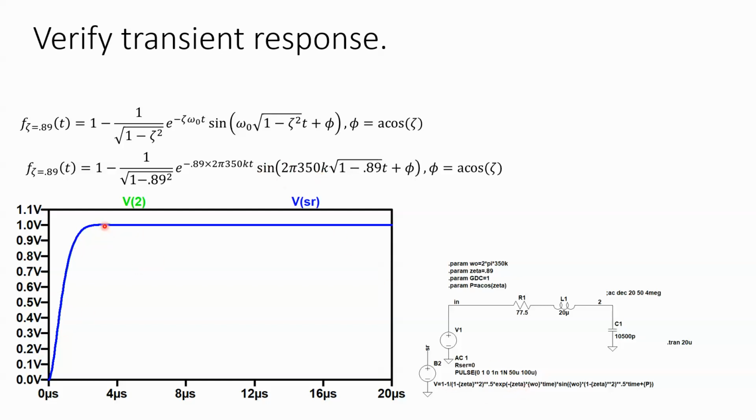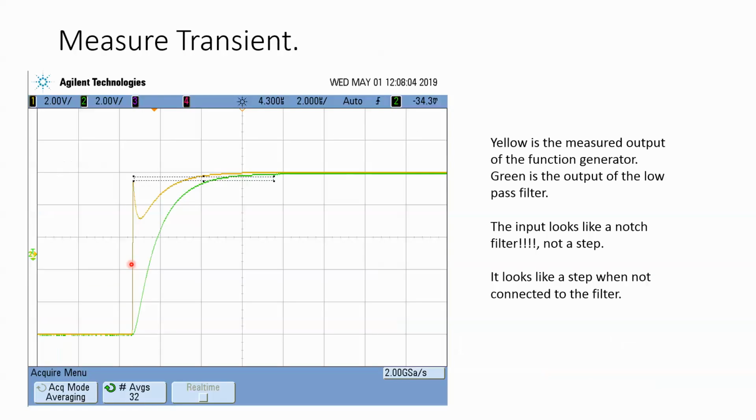You can see this tiny overshoot. It's almost undetectable, and you have to look very closely when you measure it as well. So that's great. Now, I remember I started with a measured Bode plot, and I wanted to go back and see what it looked like with a step response. And lo and behold, I was very surprised by the output from the function generator, which was a step when it wasn't connected to anything.